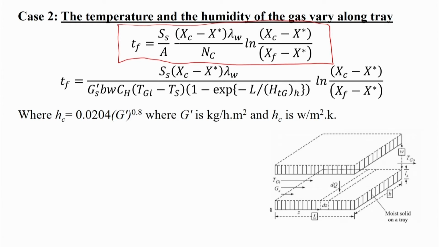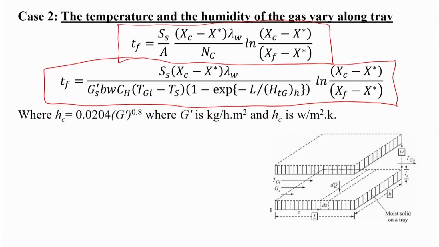This Tf is equal to Ss by A into Xc minus X star, where X star, as I told, is nothing but the equilibrium moisture content at the end, into lambda W by Nc into ln of Xc minus X star by Xf minus X star. And by just putting this Nc, we will get this formula for the time for this falling rate period.